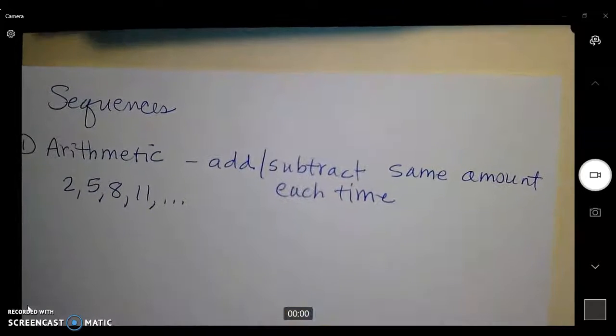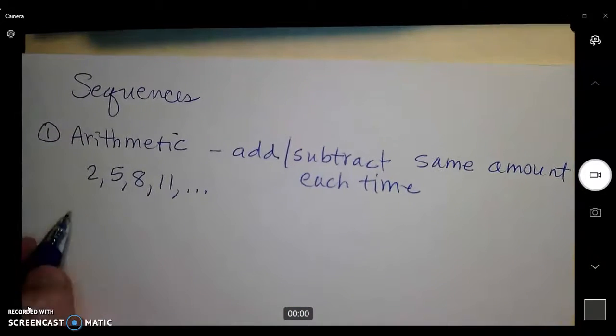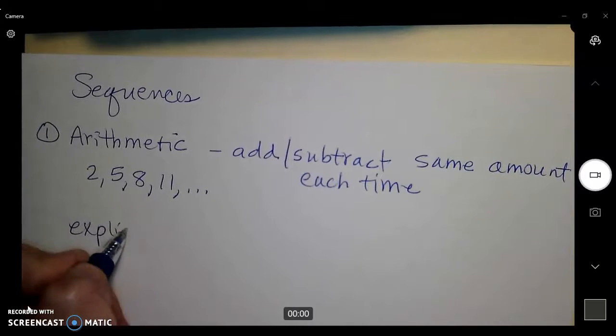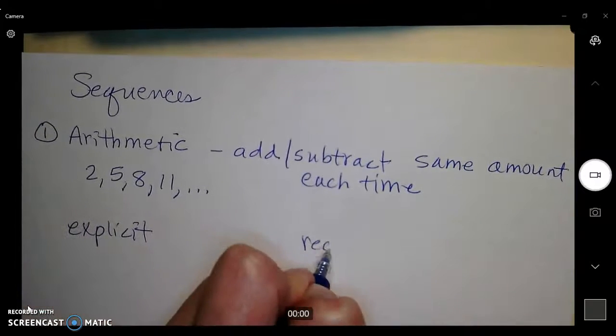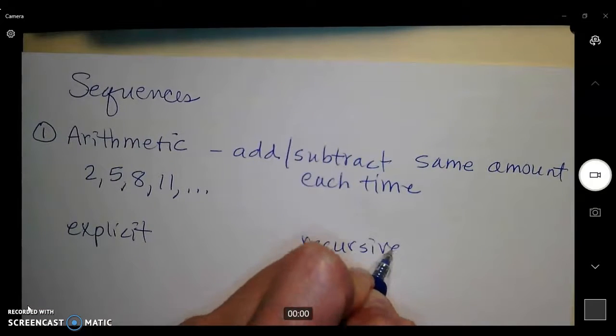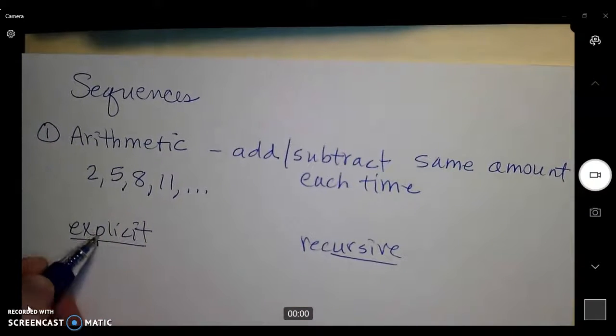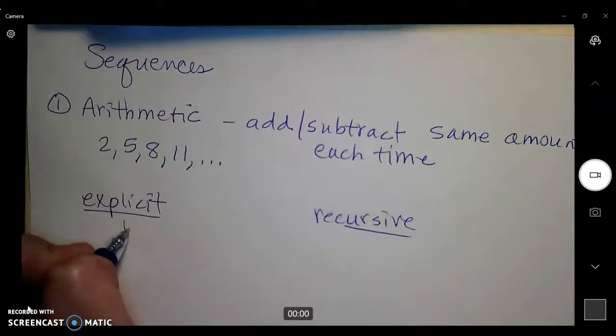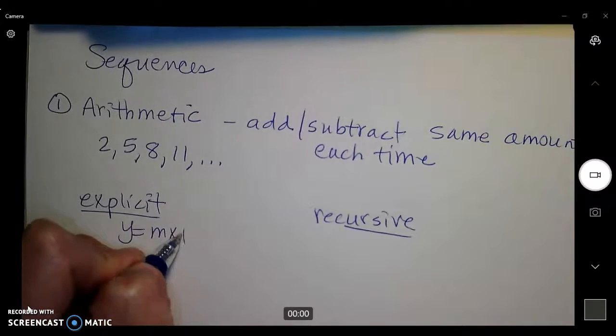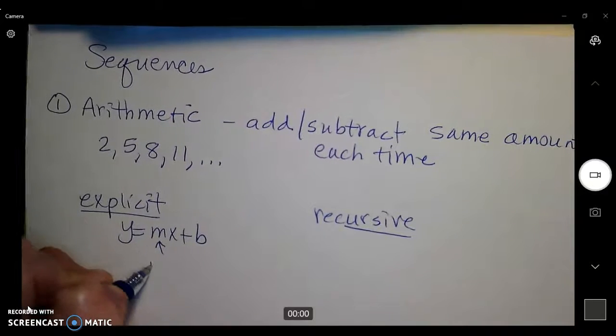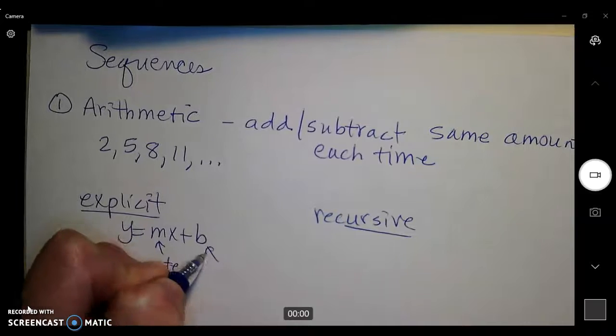There are two types of equations that you can write for sequences. One of them is called explicit, and the other one is called recursive. Explicit for arithmetic is going to take the format of y equals mx plus b. M is your rate, b is your zero term.